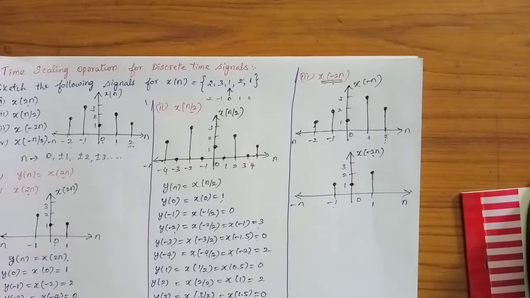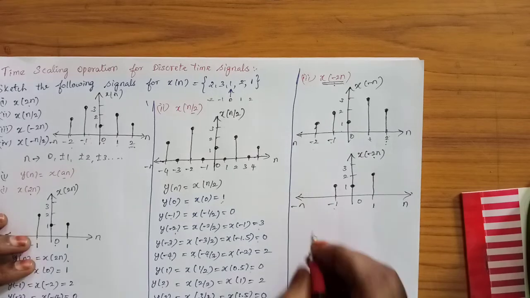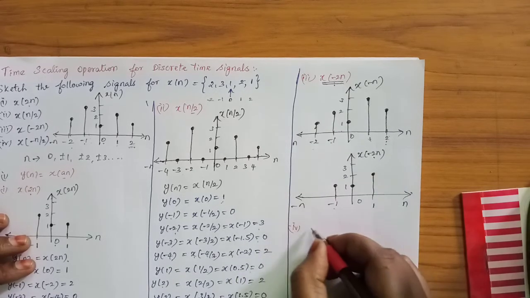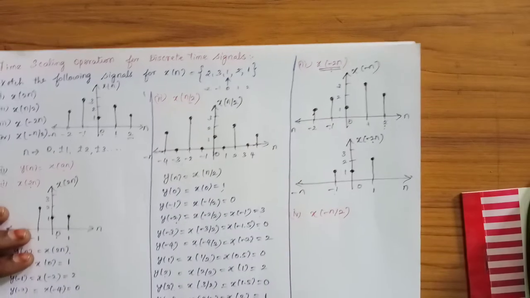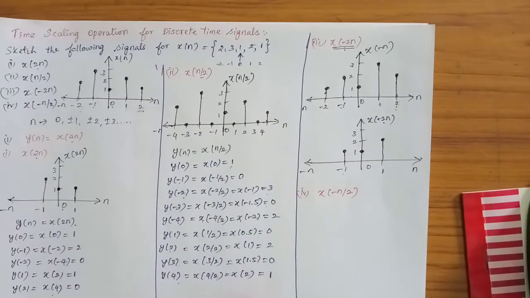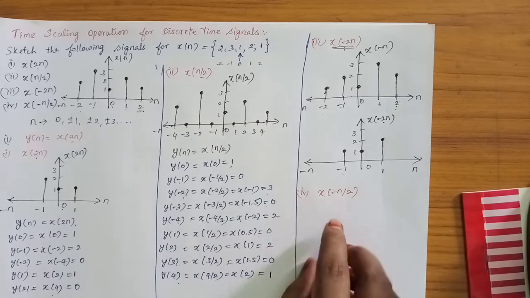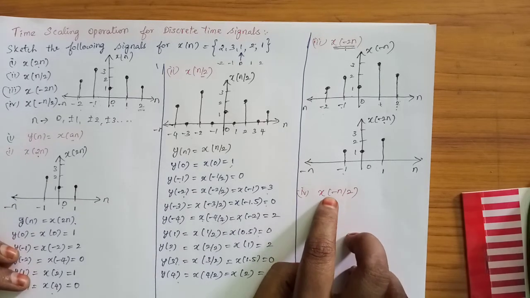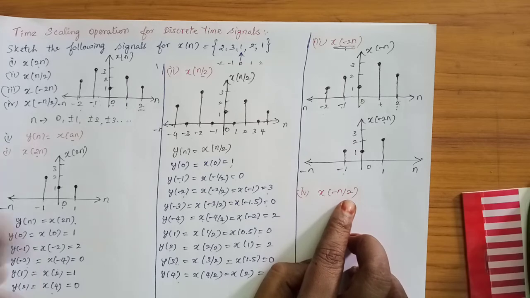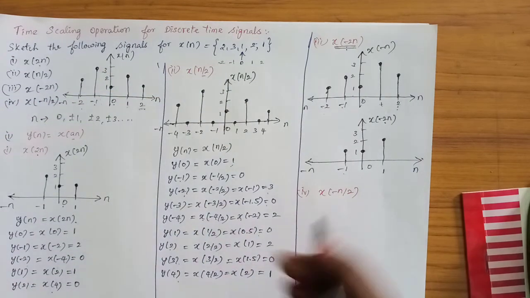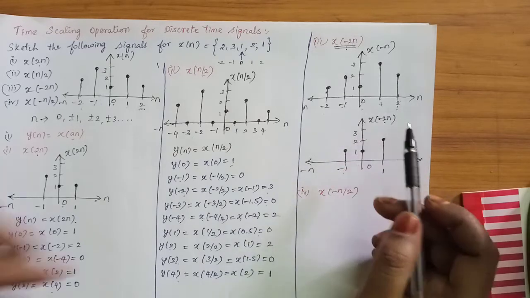Okay, so now we will perform the x of minus n by 2 operation. In this case also we have to perform time reversal as well as time scaling operation. So we need to plot x of minus n first. We have already plotted x of minus n.